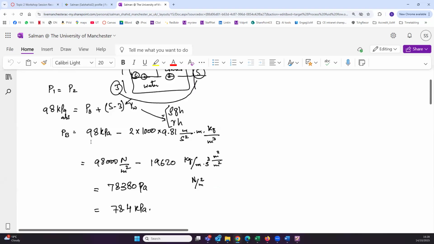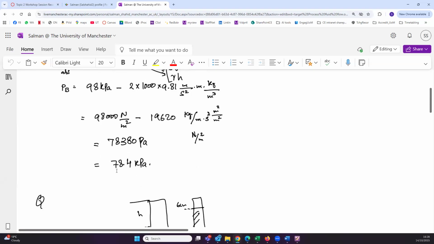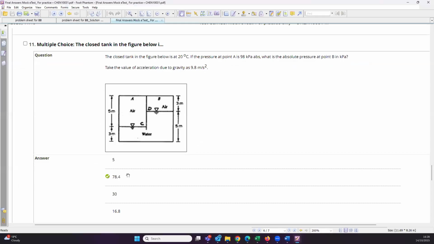And if you write 98 kilopascal, you will have 98,000 Newton per meter square, minus, if you solve this equation, it will be 19,000. So the answer will be around 78,000 Pascal, and if you write it in kilopascal, it will be 78.4 kilopascal. And that's what the answer is here, 78.4 or 78.3 kilopascal.